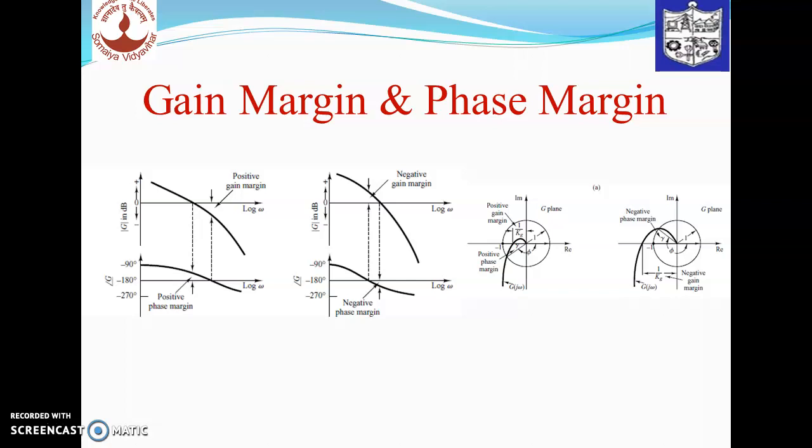So in the first case both gain margin and phase margin are positive, so the system is stable. And in this case, this is my gain crossover frequency, this is the phase margin, so it is negative, and this is the phase crossover frequency, and this is the gain margin which is negative. So both gain margin and phase margin negative, so it is an unstable system. For a stable system, both gain margin and phase margin should be positive. Now coming to the polar plot.